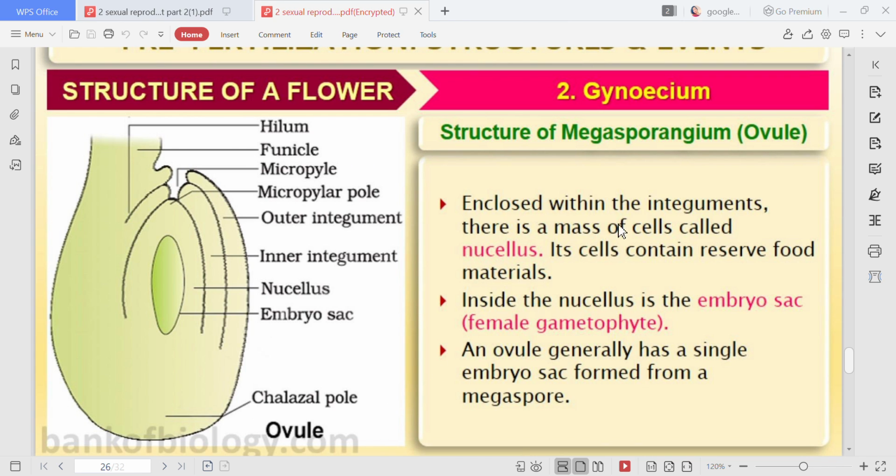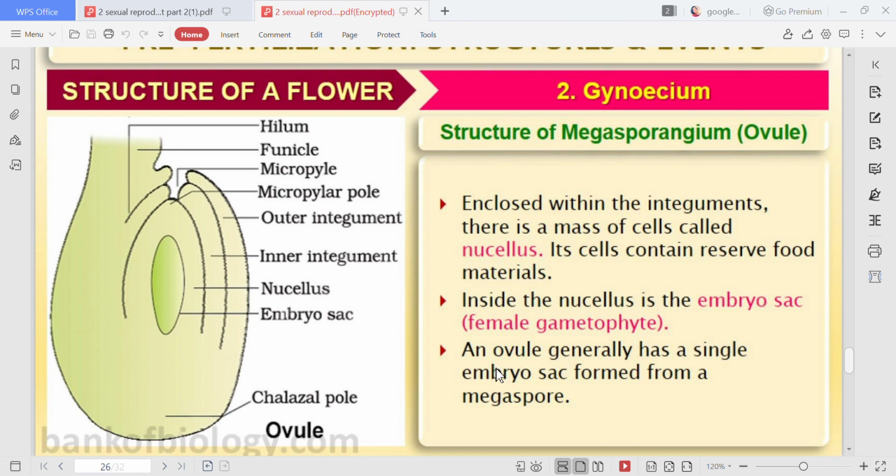Now, enclosed within the integuments, there is a mass of cells. Now, here inside the integument, this is a mass of cells. You see, here the mass of cells are present. These are called nucellus. It's not nucleus, it's nucellus. So the mass of cells present inside the integument are nucellus, and they contain reserve food material. Inside the nucellus, now see, this is the nucellus. Inside the nucellus is the embryo sac, or the female gametophyte.